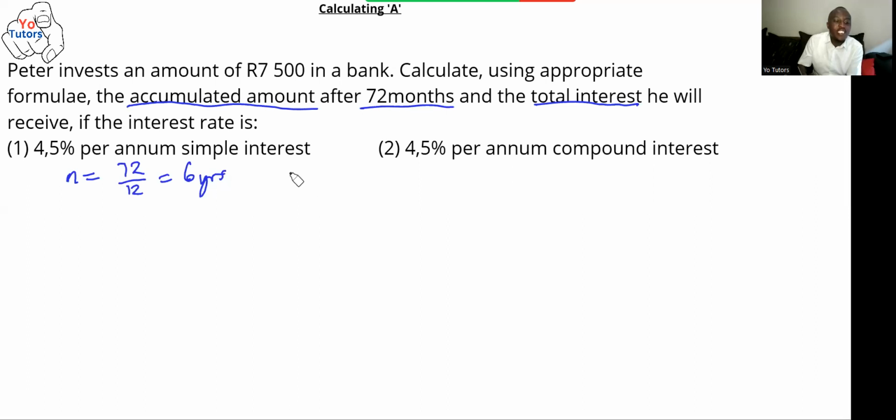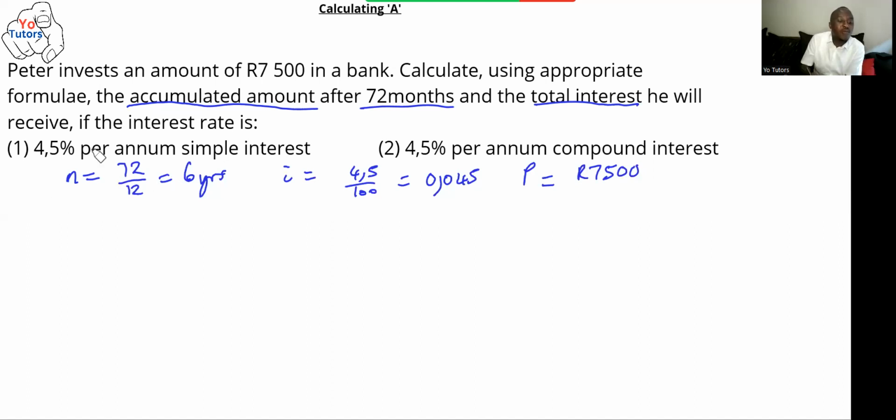Okay, what about the percentage? The interest here is 4.5 over 100, which is actually 0.045. That is our interest. What else do we have there? We also have our P, the principal amount, the money invested, which is 7,500. Okay, that's what we have there.